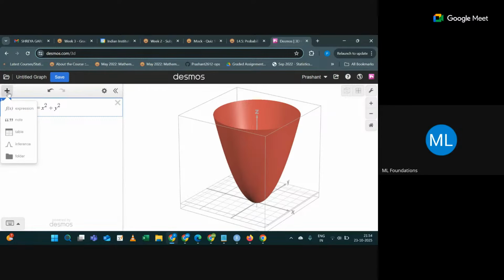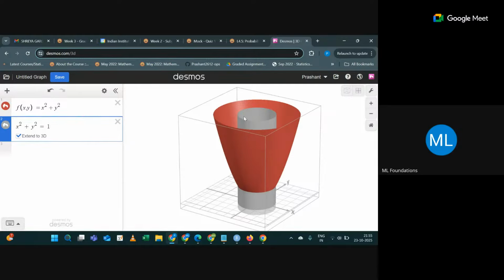Now, if you see the contour plot, these are concentric circles. So we can take f(x, y) equal to x square plus y square equal to 1. So can you see this gray line in 2D? Yes. Okay, if I extend it to 3D, are you able to visualize it now? Yes, sir. It's basically a cylinder.